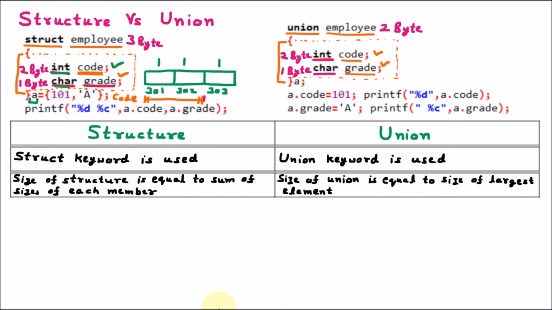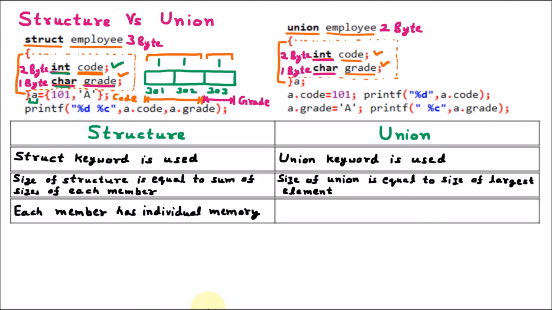So here this grade has a block of 1 byte. We can see that the first 2 blocks, meaning 2 bytes, are for the code, and then 1 byte is for the grade. So in the structure we can see that each member has its own individual memory. So we can say that each member has a unique storage location.